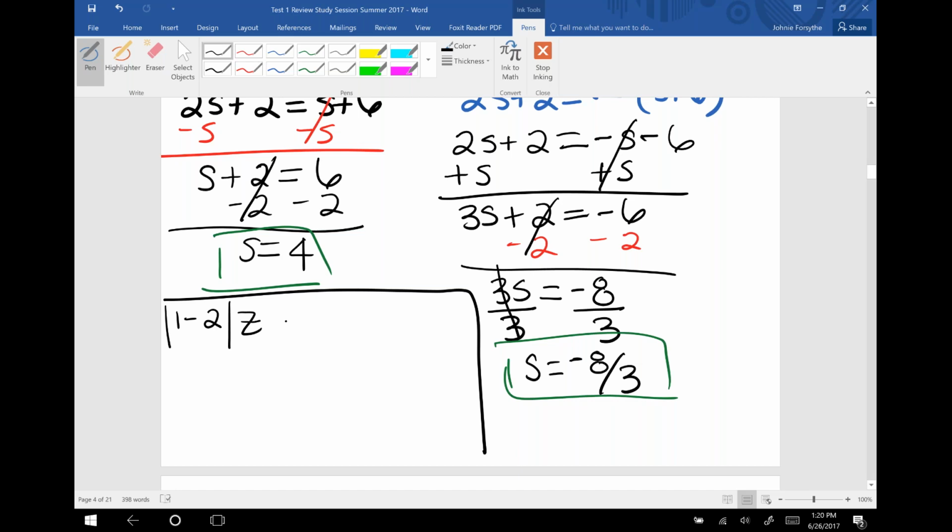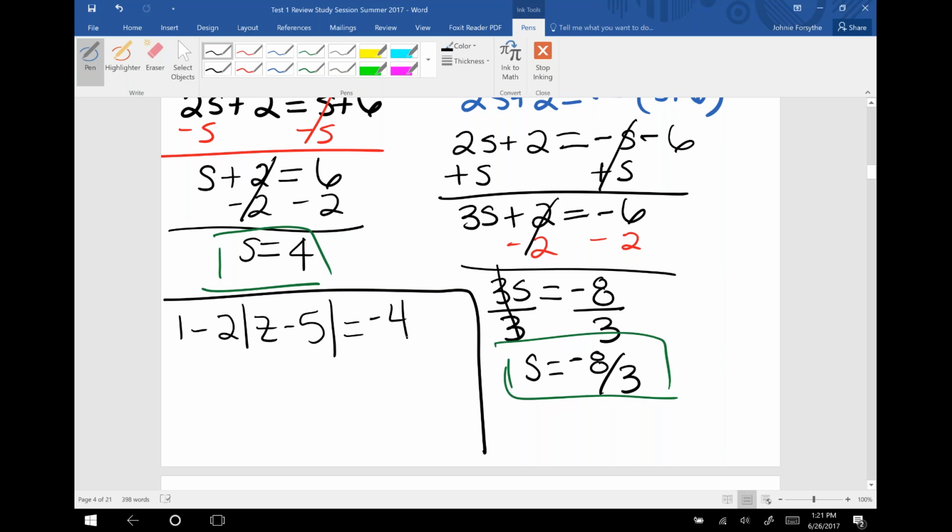1 minus 2, absolute value z minus 5. No, with the minus 5 inside the absolute value. Got you. Okay, hold on. And then equals negative 4. Got you. All right, cool. Okay, very good.